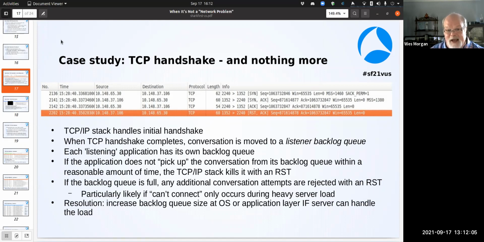Well, if the application does not pick up the conversation from the listener backlog queue within a reasonable amount of time, the TCP stack will kill it with an RST. If the backlog queue fills up completely, then any additional conversation attempts will get rejected with an RST, a handshake RST. This is particularly likely if you're getting can't connect errors, but only during periods of heavy server load.